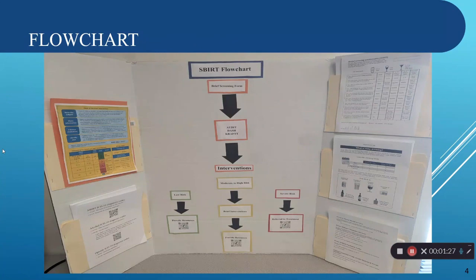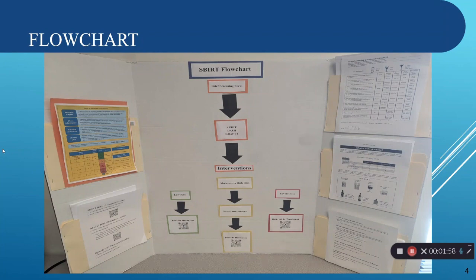Now, about SBIRT. SBIRT begins with a screening form at the very beginning of patient intake. I'll be showing a picture of the brief screening form on the next slide. But this is the flow chart for SBIRT. As you can see, at the very top it says brief screening form, and on the bottom it says AUDIT, DAST, CRAFFT. Those are additional screening forms if the patient screens positive on the brief screening form.